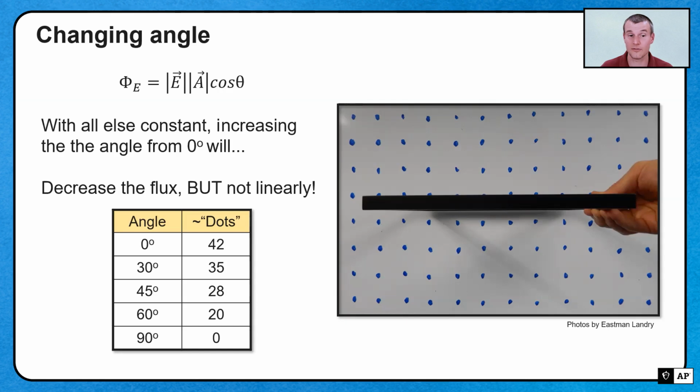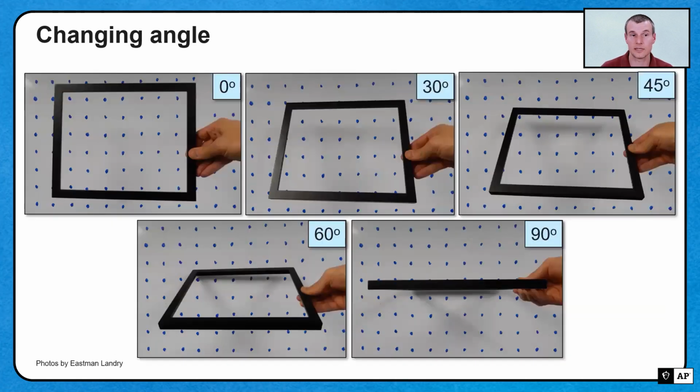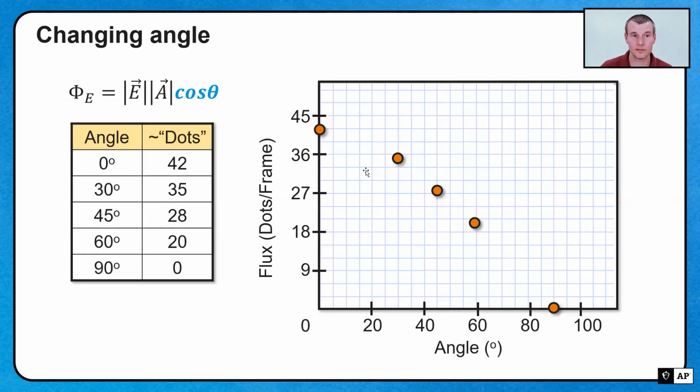So here's the thing, the flux clearly decreased, but it's not linear. Let me show you. If we look at our different slides as it goes through, there seems to be not much of a change at the beginning, but there's a big change at the end. If that's what you're thinking you're seeing, you're not wrong. If we graph this, we get something that looks kind of like this. Definitely doesn't look linear.